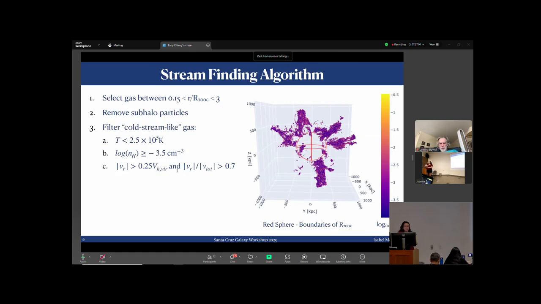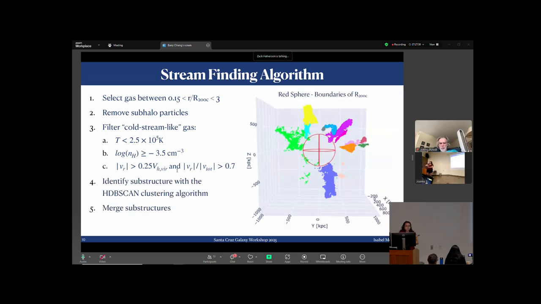So first, we take a halo and select all gas between 0.15 R200 to remove the ISM contribution out to 3 times R200 to include the further out lengths of the flows. And then we remove subhalo particles to avoid contamination, and we filter to only look at cold stream-like gas, which we define to be gas that is colder than 2.5 times 10 to the 5 Kelvin, relatively dense, 3.5 over centimeter cubed, and inflowing with a magnitude of inflow about a quarter of the virial velocity, and also with most of the velocity being radial compared to the total velocity. And we're left with something like this.